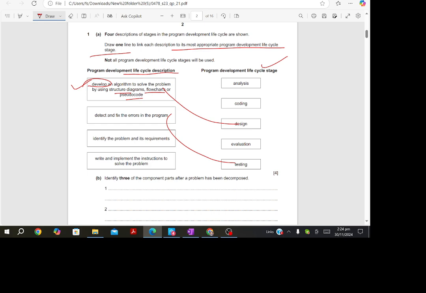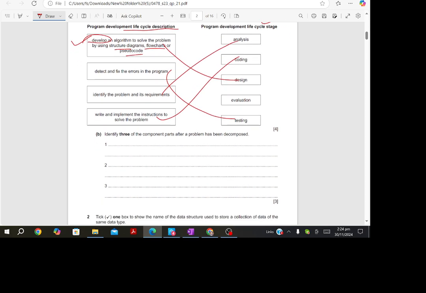Identify the problem and its requirement. As we know, it is the initial stage of problem identification, so this is the analysis stage. Write and implement the instructions to solve the problem. In order to solve the problem, we are going to write the code for it. So we're going to get 4 marks for this simple question.